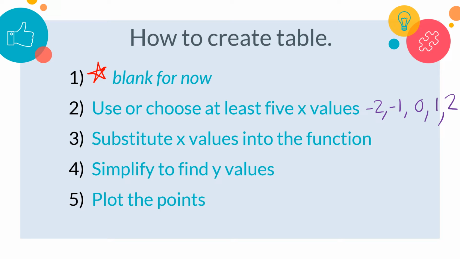Step 3, we're going to substitute those x values into the function rule. Whatever the rule is, we're going to plug in numbers and calculate, which is step 4. We're going to simplify. I'm going to write calculate as well. Maybe that makes more sense. We're going to calculate to find the y values. And step 5, we're going to put it all together by plotting the dots that we have found and connecting them with a line.